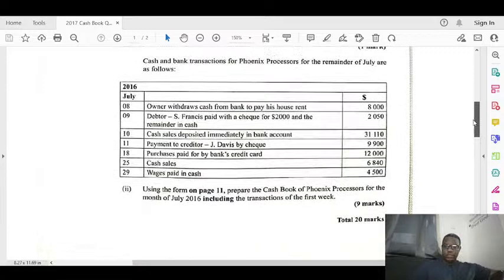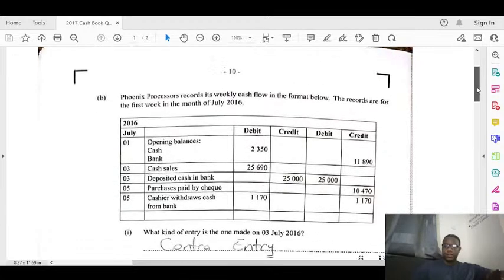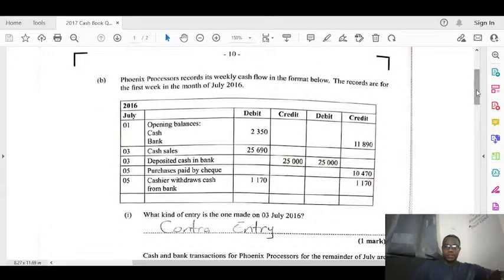Yeah, a 2017 question. As you know, one of the broad topics on the paper this year is books of original entry and ledgers. And the cash book is one thing that they like to test a lot. So I saw this cash book question and thought it was a nice little question to get you into your weekend and brush up on your cash book principles. All right, so let's get right into it.